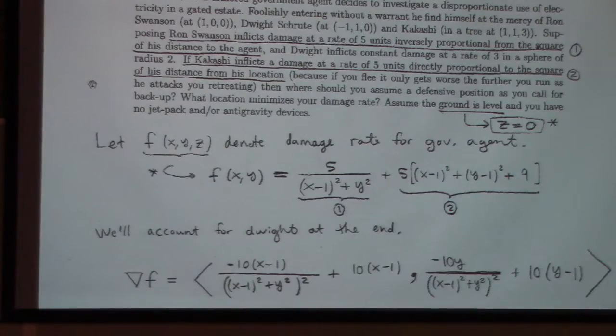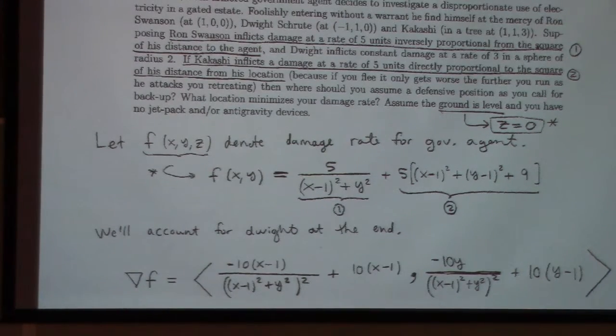So the question is, an armored government agent decides to investigate a disproportionate use of electricity in a gated estate, foolishly entering without a warrant. He finds himself at the mercy of Ron Swanson at 100, Dwight Schrute at -110, and Kakashi in a tree at 113. Supposing Ron Swanson inflicts damage at a rate of 5 units inversely proportional to the square of his distance from the agent, Dwight inflicts a constant rate of damage of rate 3 in a sphere of radius 2.